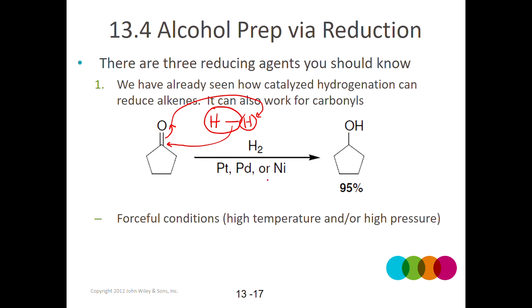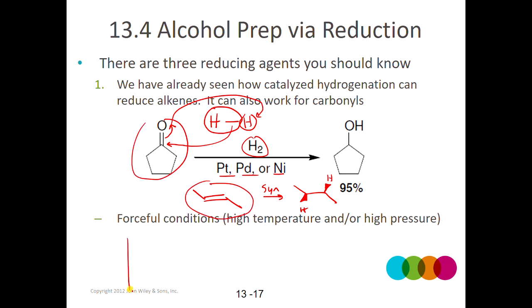We saw last semester how if you want to convert an alkene, a carbon-carbon double bond, into an alkane, that's also a reduction, and that works well with any one of these catalysts. I can add the 2 hydrogens across the pi bond. They would end up adding to the same side since it's a syn addition.